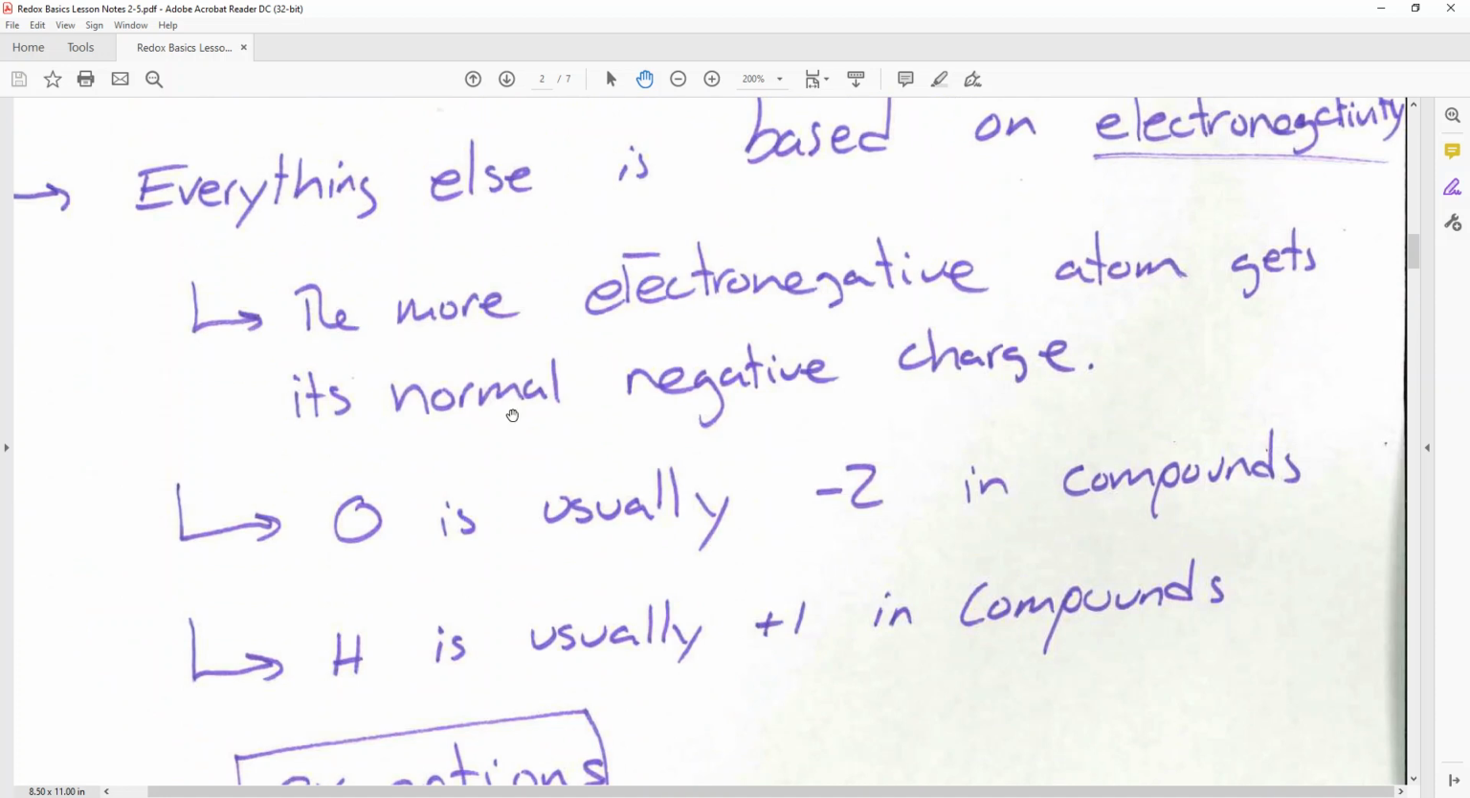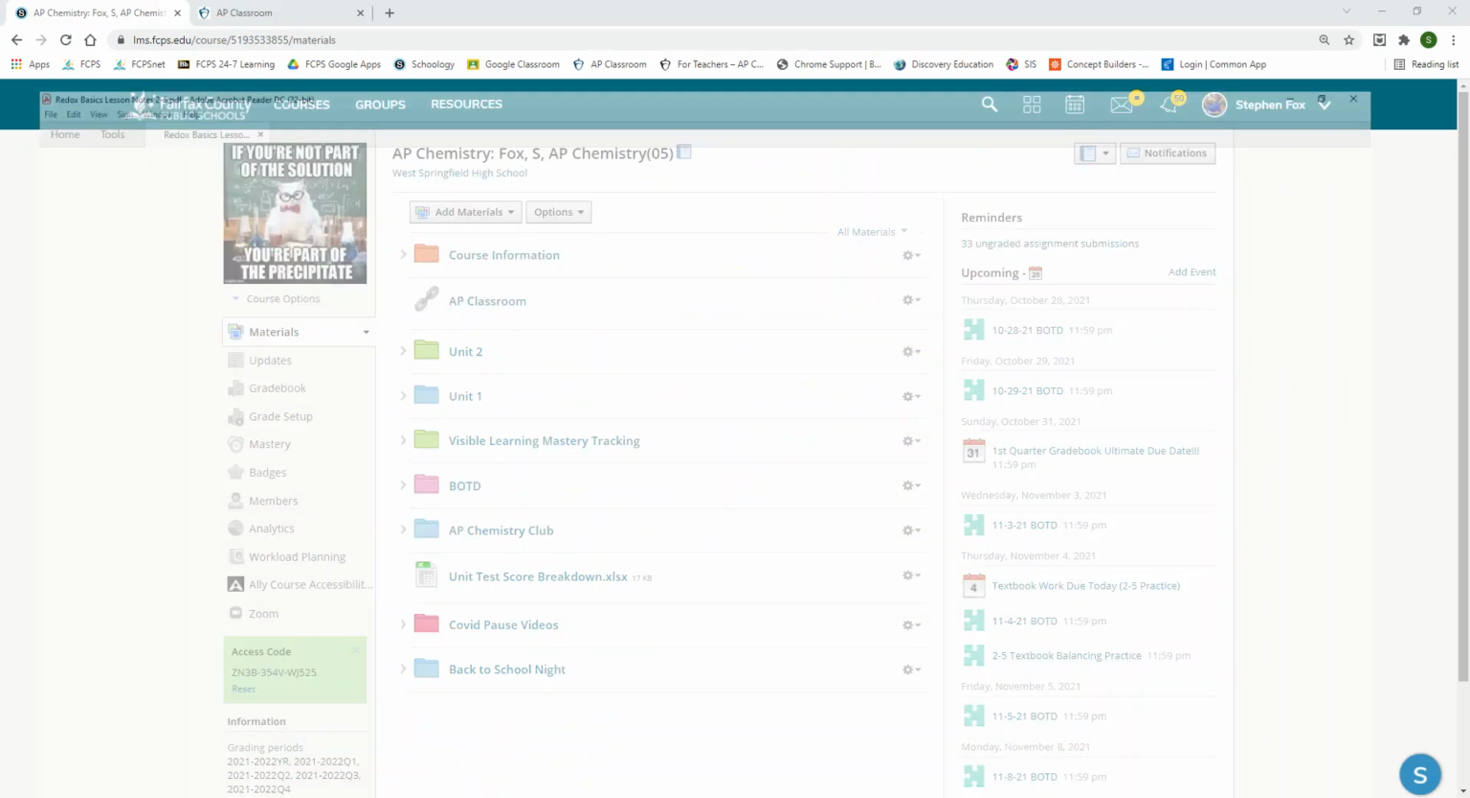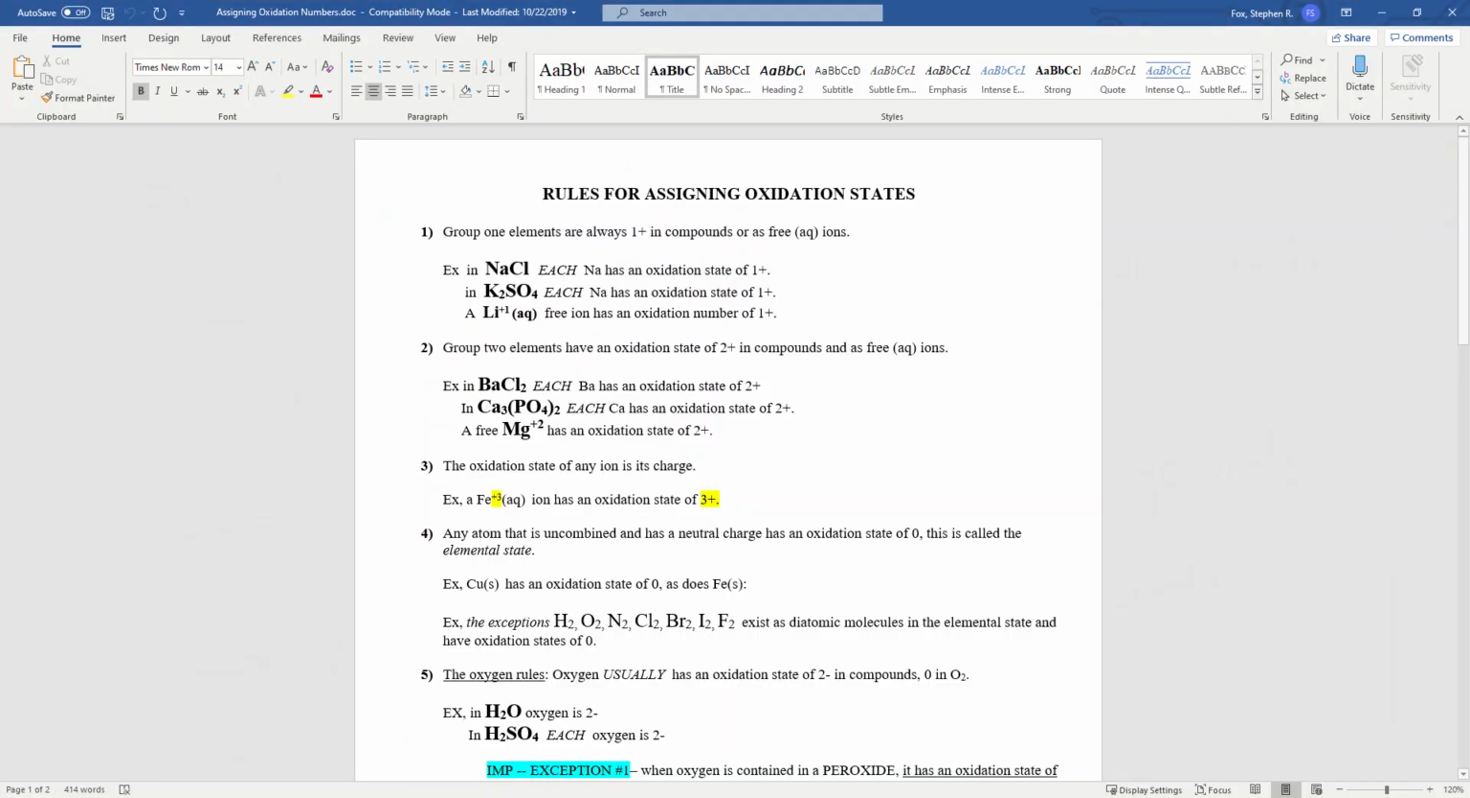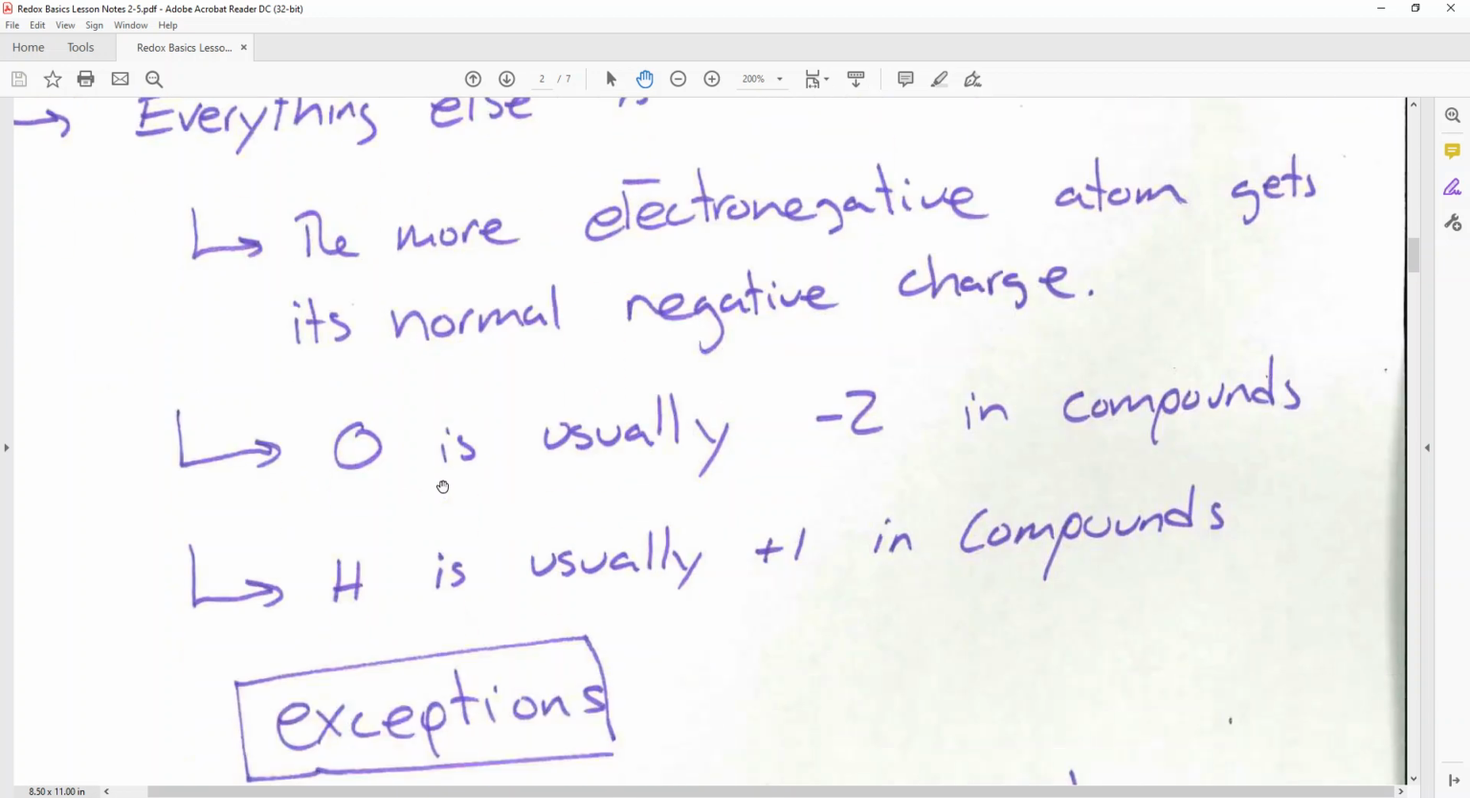All right, so this is a simplification of the rules on this handout here, okay? So O is usually going to get a -2, and that's because oxygen is the second most electronegative element. So usually oxygen is going to be the most electronegative element in a compound, and therefore get its normal -2 charge. Hydrogen is usually going to be +1. It could be a -1 if it's paired up with a metal, but hydrogen is usually +1. And understand that hydrogen cannot be anything greater than +1 because all hydrogen is a proton, all right?